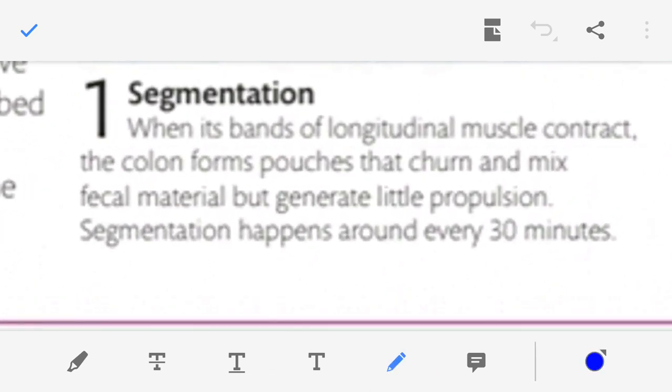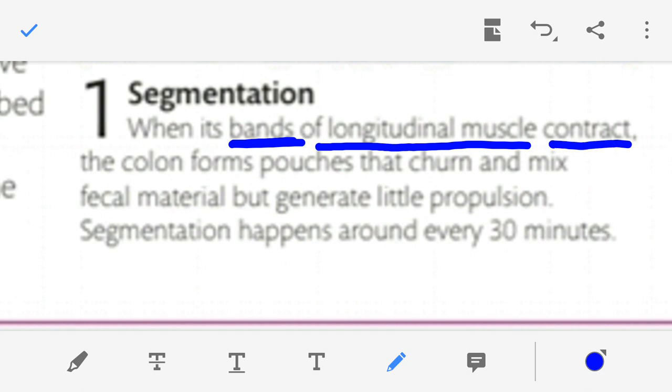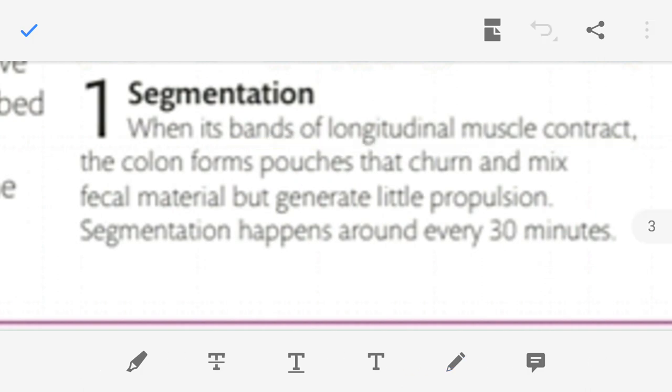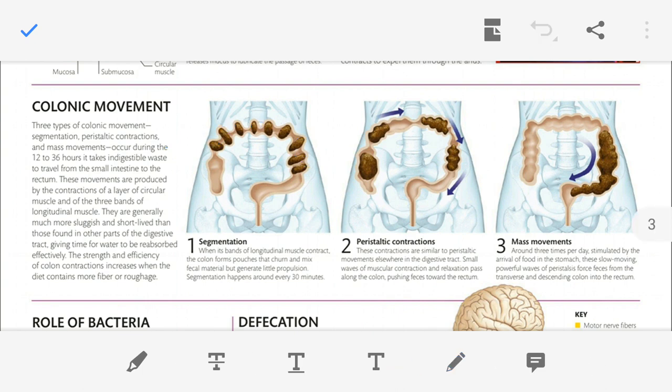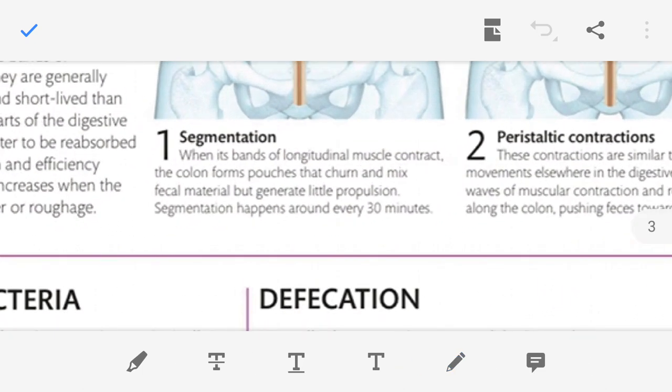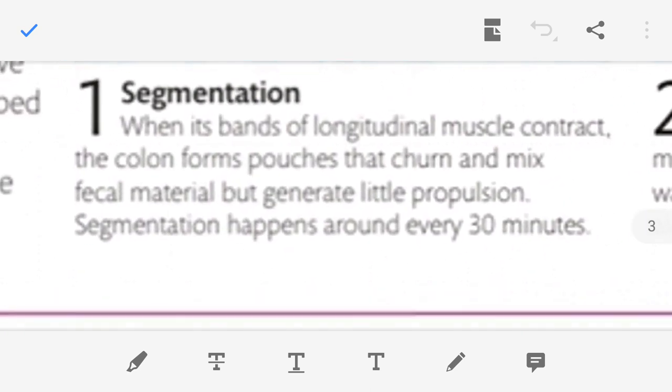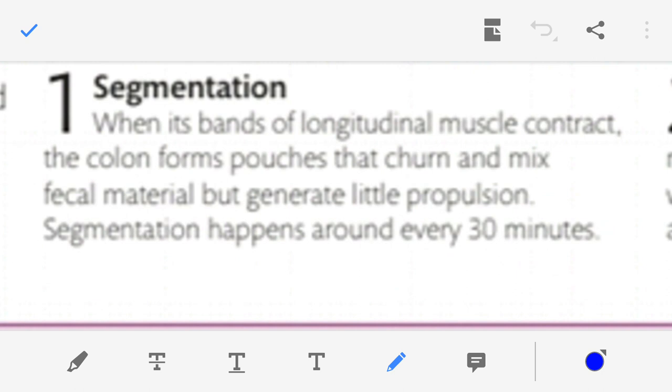First is segmentation. In the wall of the colon, longitudinal muscles are present, and the bands of this longitudinal muscle contract in the colon, and this contraction forms pouches. Here in the figure you can see these pouches, formed due to the contraction of longitudinal muscle. Now what is the importance of these pouches? These pouches churn and mix the fecal material.